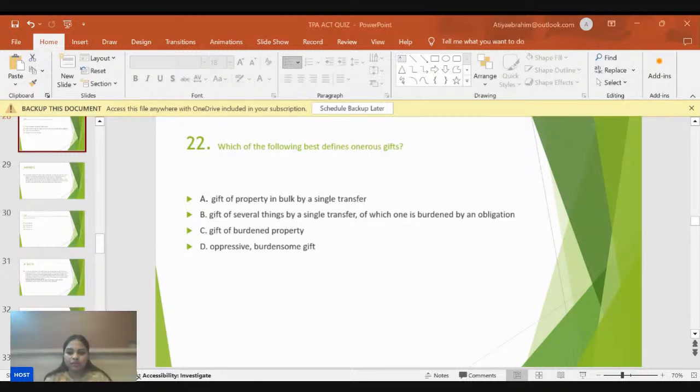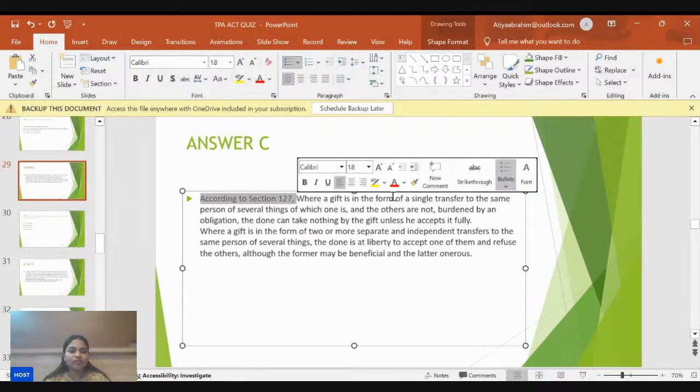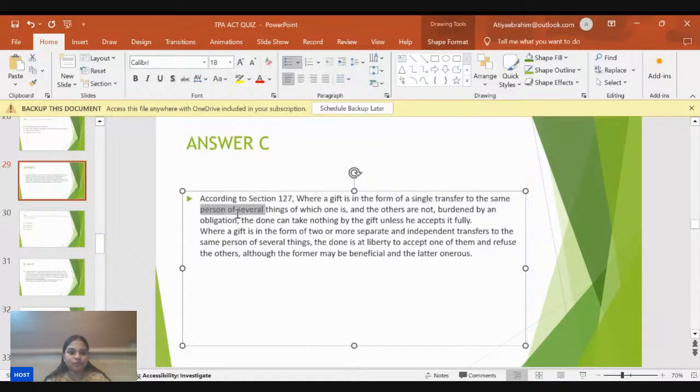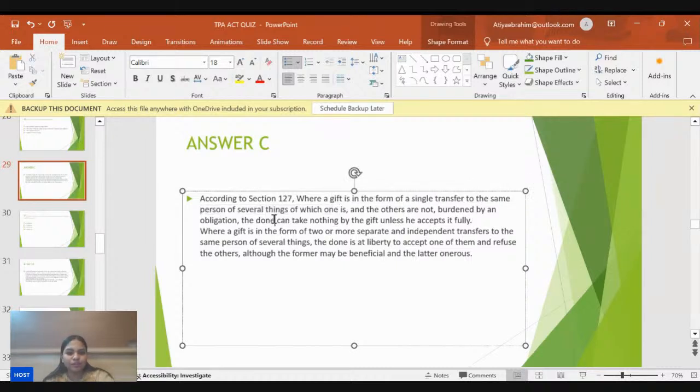So, if you see the correct answer to question number 22, it is what? According to section 127, if the gift is in the form of a single transfer to the same person of several things, of which one is and others are not burdened by an obligation, the donee can take nothing by the gift unless he accepts it fully. And where it is in the form of two separate gifts to the same person, he is again at liberty to accept one of them and refuse the other. So what is happening here? Although the former may be beneficial and the latter may be onerous.